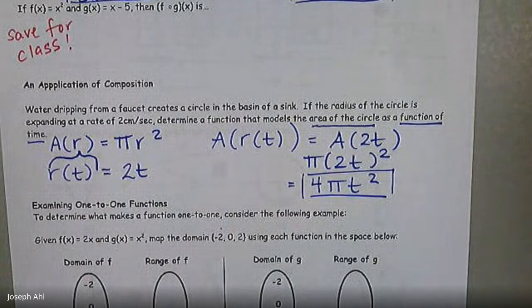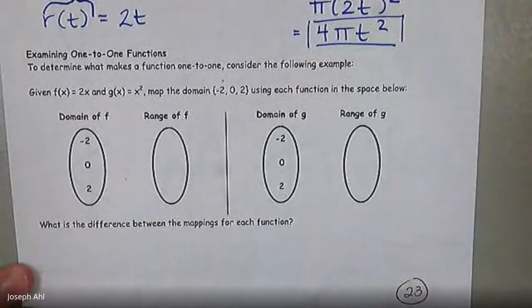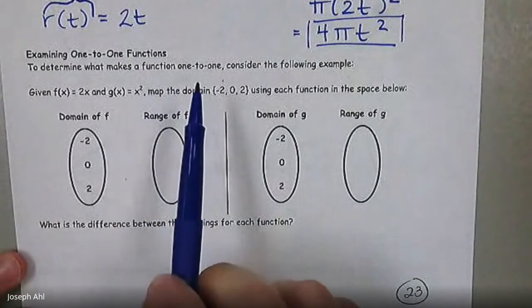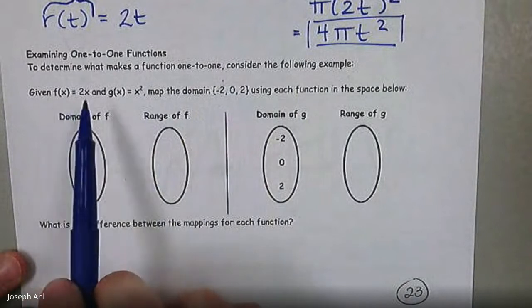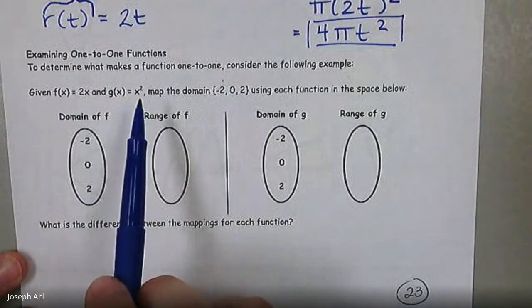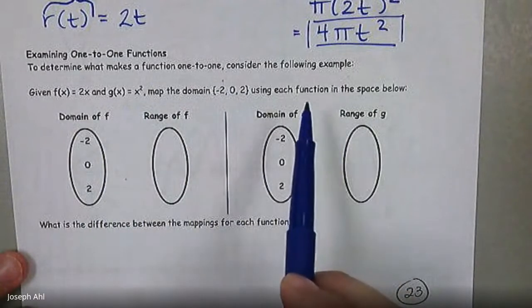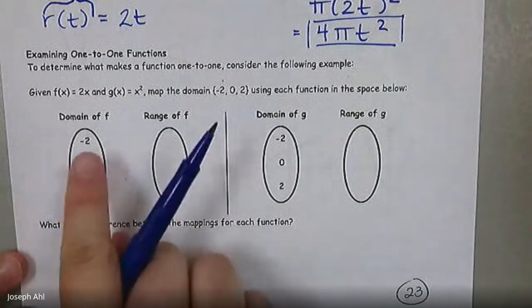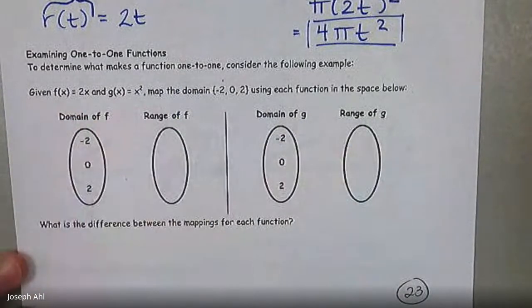Okay. The last main thing we're going to talk about for today is examining what makes something one-to-one. So it says, to determine what makes a function one-to-one, let's consider the following examples. We have the function f of x, which is 2x. We have the function g of x, which equals x squared. Map the domain -2, 0, and 2 using each function in the space below. So we have a domain of values. I want to see what the range is for these two different functions.